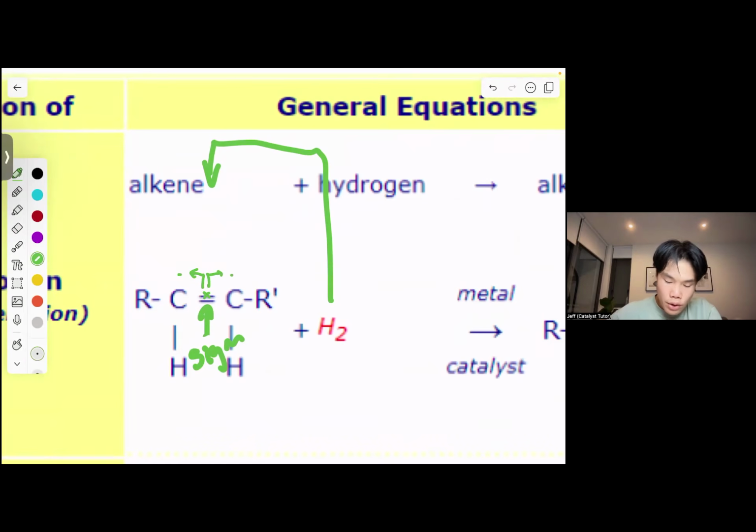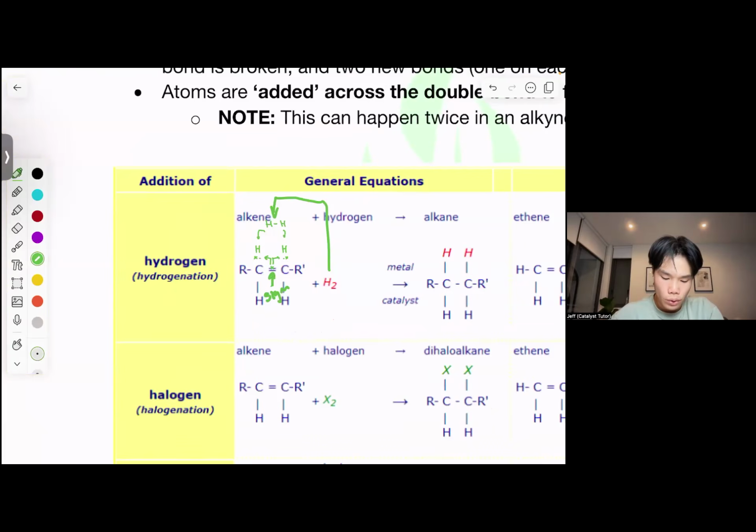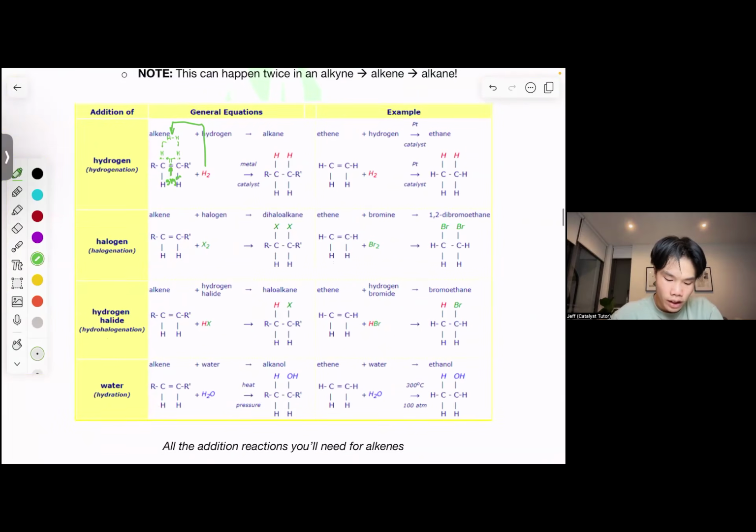Because these electrons are now returned to their carbons, the hydrogen molecule is able to bond one atom onto each, H and H, and that forms your alkane. This mechanism is the same for all of your addition reactions, and there's 4 of them: your hydrogenation, halogenation, hydrohalogenation, and hydration.